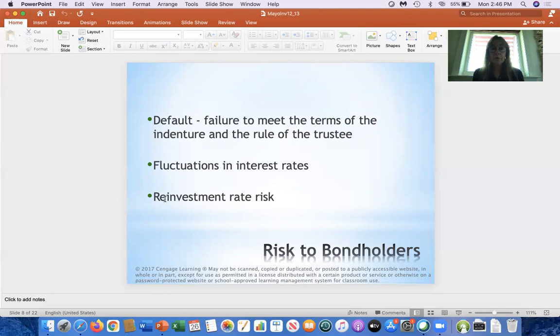Also, when interest rates are declining, your bonds can be called in early. The companies won't wait until the bonds mature. They'll call them in early because they can issue new bonds at a lower rate. And so that, again, is reinvestment rate risk. So anytime you have a situation with interest rates declining, you have this issue of reinvestment rate risk.